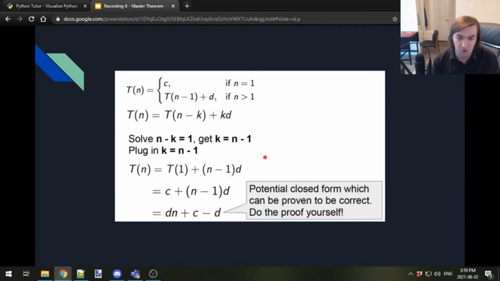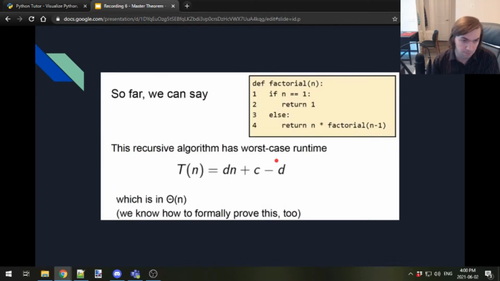This is a potential closed form, and you should try doing the proof yourself. Show that this closed form is equal to this for all natural n. So we say that this recursive algorithm has worst case runtime of dn plus c minus d, which is in big theta of n. You see n is the biggest term here. And we know already from week 4 of this class how to formally prove that as well, showing it's in big O and big omega.